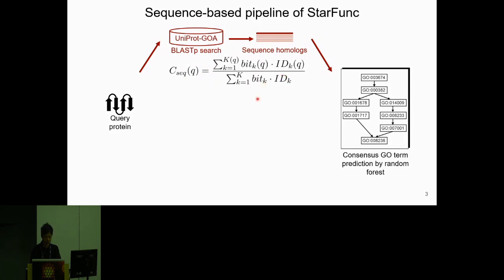Here, the denominator sums over bitk and idk, which are the bit scores and the sequence identity of the k BLAST hits. And the numerator is the summation of bit scores and identities for the subset of BLAST hits with the GO term of interest. So we choose this particular scoring function based on our recent large-scale study.